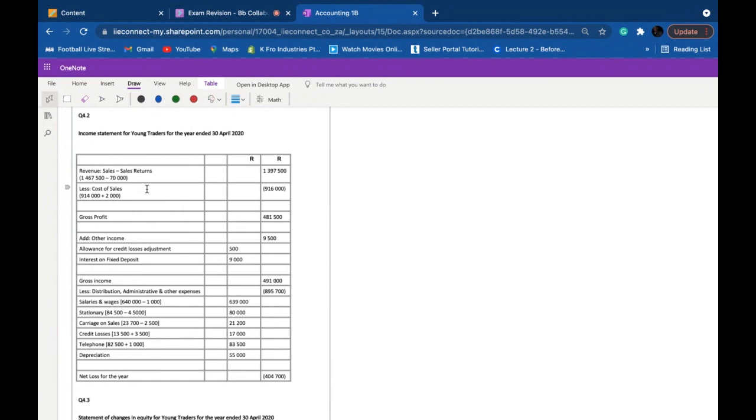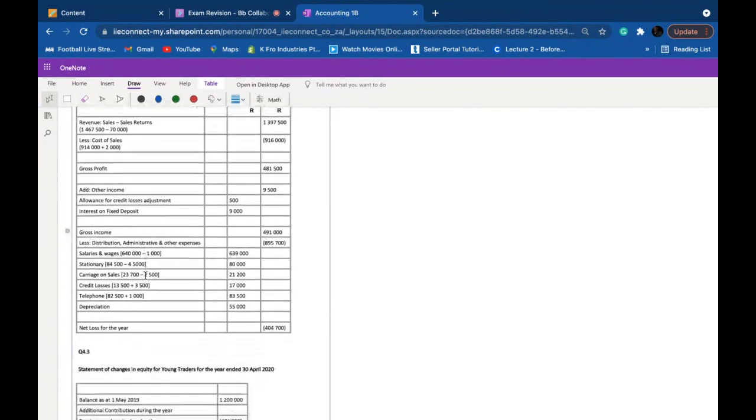Okay. In the question there, they actually gave us sales and they gave us sales returns. Okay. So you should know that. All right. Then cost of sales. This is that 2,000 that I was telling you about, where we had that discrepancy in trading inventory. We've added it to cost of sales.